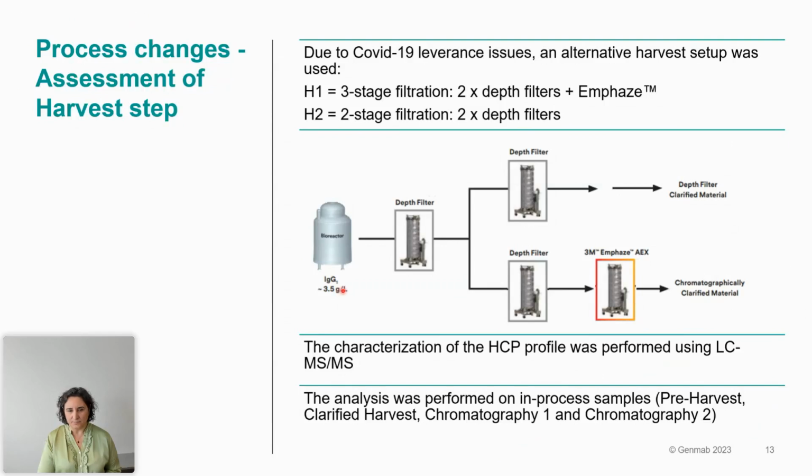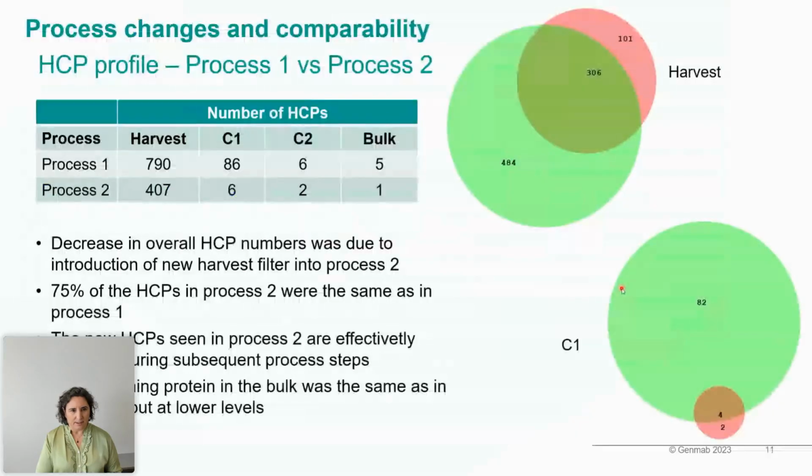So the normal process was with a 3-stage filter, having 2 depth filters and 1 in-phase filter at the end. This in-phase filter was shown to be, if I go back to previous slides, the reason why we had a reduction in the number of HCP proteins in harvest, due to this implementation of this in-phase filter. That was very good to remove HCP.